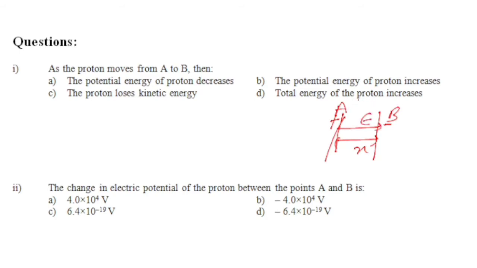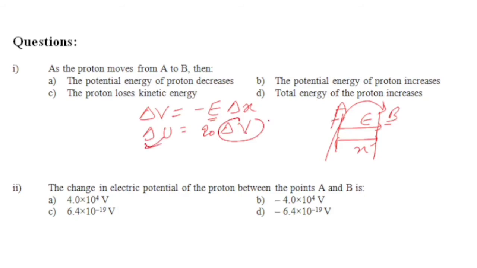Now, as the proton moves from A to B, in the direction of electric field, potential decreases. Delta V equals minus E delta X, okay? So, potential difference decreases in the direction of electric field, and potential energy is Q naught delta V. If this decreases in the direction of electric field, it means potential energy also decreases in the direction of electric field. So, which option is correct?